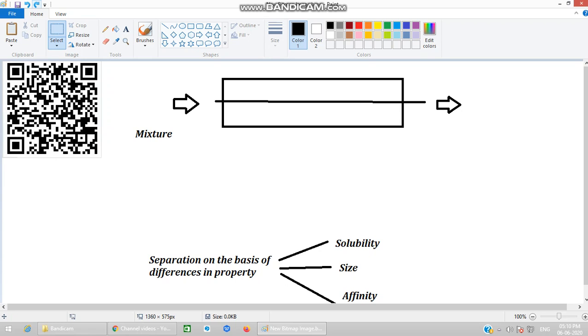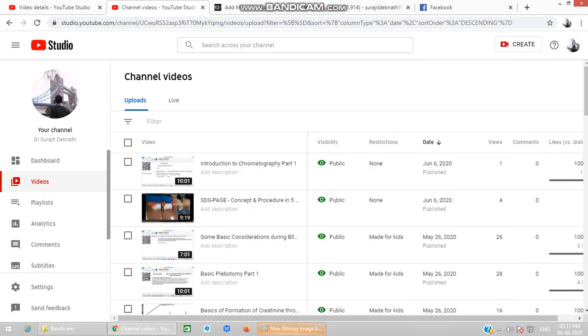Along with the first arrow, you have given the heterogeneous mixture of proteins and some other things. When you put the mixture into the column, what will happen? The mixture will be distributed separately on the basis of solubility, size or affinity. If it is ion exchange chromatography, it will be separated on the basis of affinity. If it is affinity chromatography, it will also be separated on the basis of affinity. If it is size exclusion chromatography, it will be separated on the basis of size, isn't it?